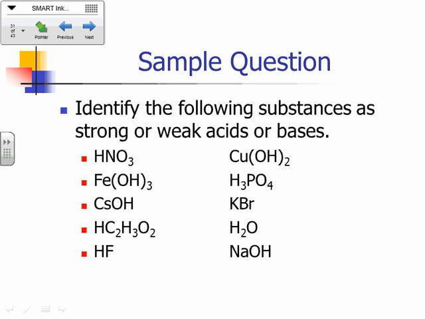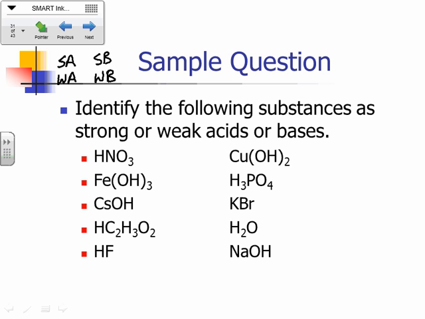And I want to do a little something extra with this that I think will prepare you for the homework I'm going to give you, which is we're going to talk about how we would write the dissociation reaction for each of these. And we'll talk about that after we classify them, okay? So we'll just use a simple system here. SA is strong acid, WA is weak acid, SB is strong base, and WB is weak base, okay?